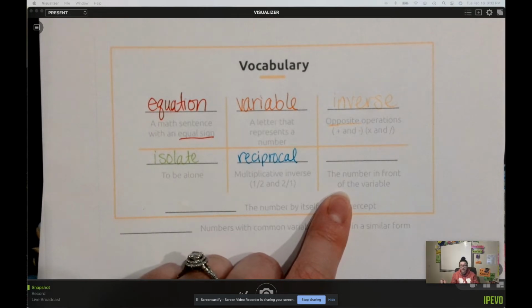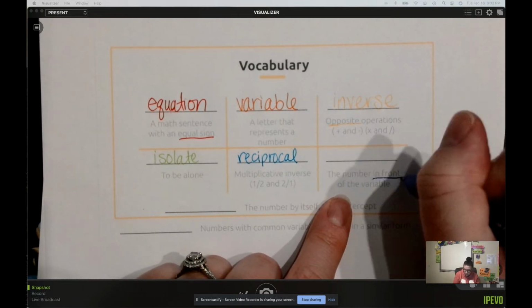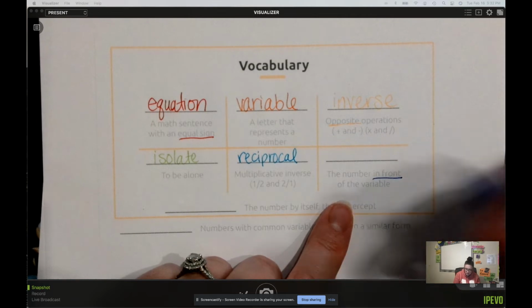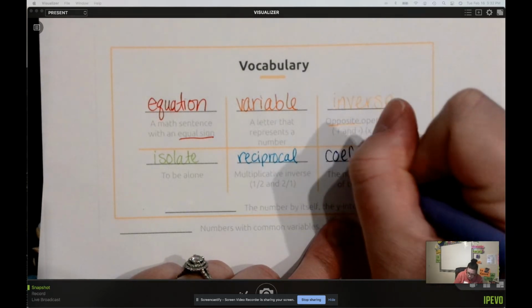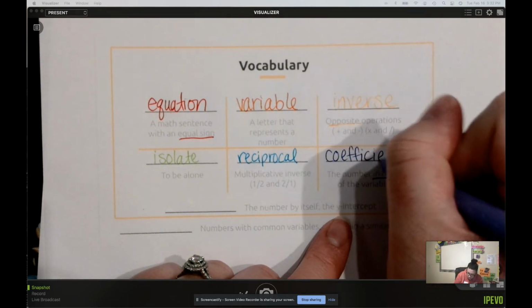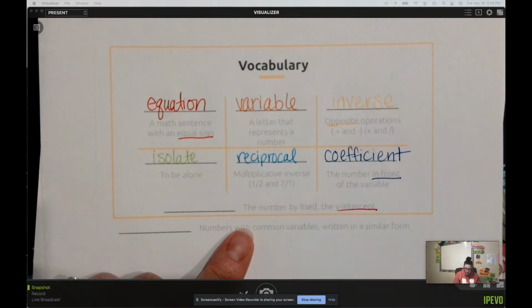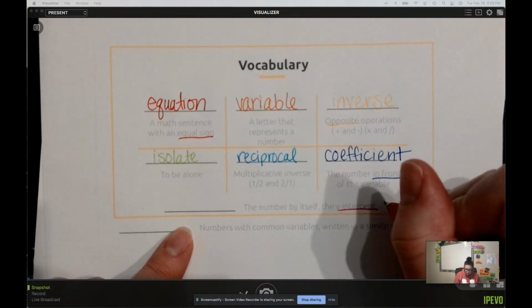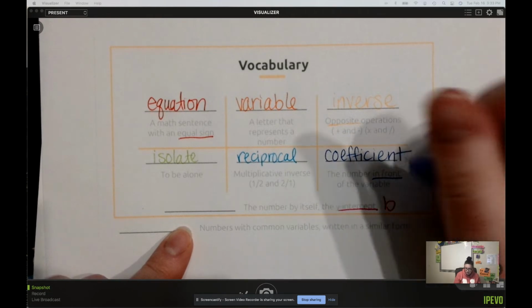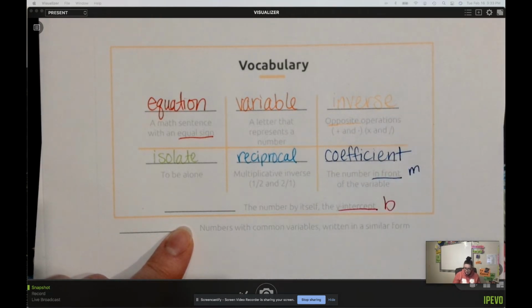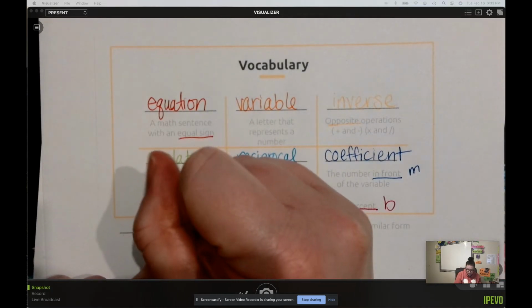The number in front of the variable is the coefficient. The number that's all by itself, the y-intercept, my b, the coefficient was my m before when we were talking about it. The y-intercept, the b, is the constant.